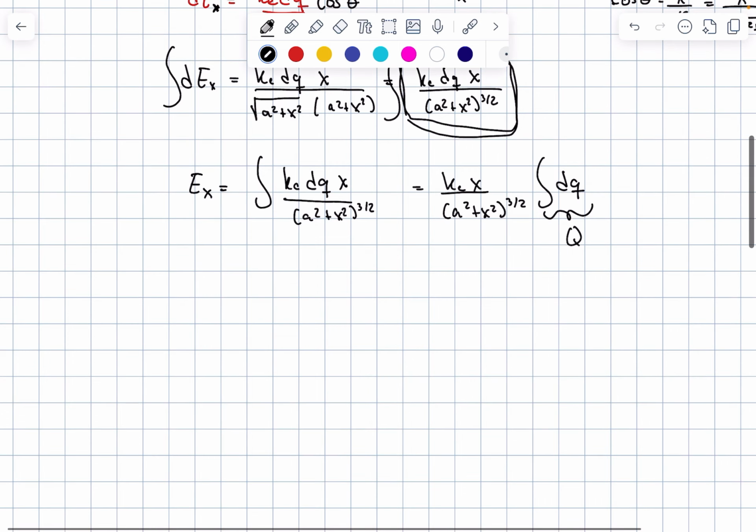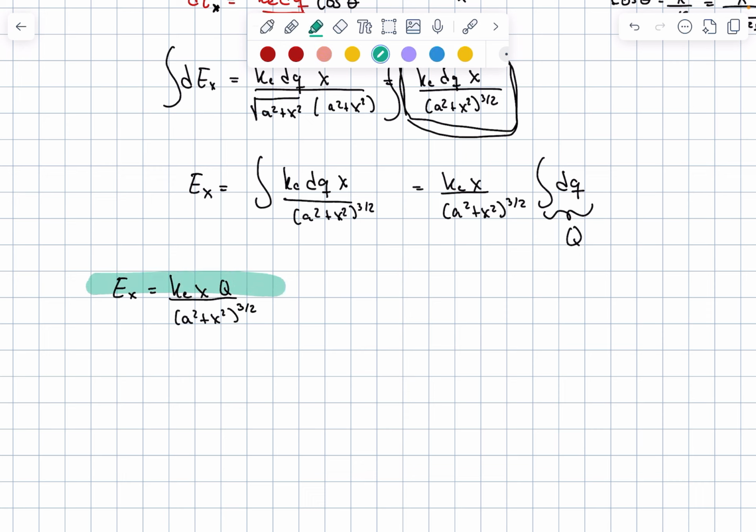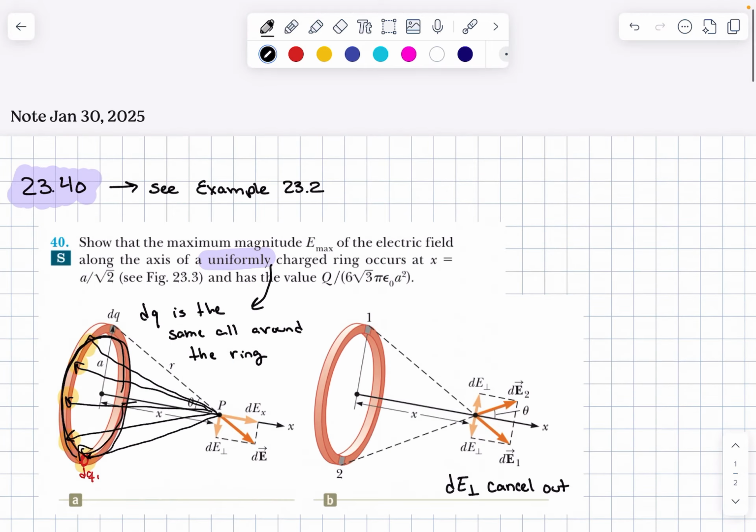All right, so our answer is pretty simple, but if this is really confusing to you, I really do recommend looking at the case where we solve it using lambda dl, because that might be more intuitive to you. So our answer, Ex, is equal to ke x Q over (a squared plus x squared) to the power of 3/2. Okay? So this is a solution, but that's not really what the problem was asking us.